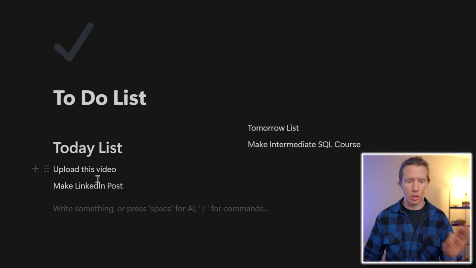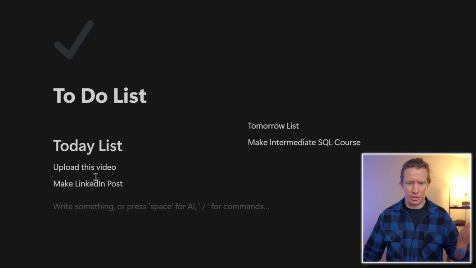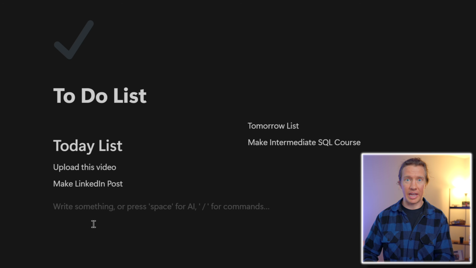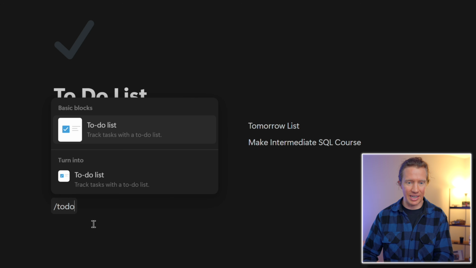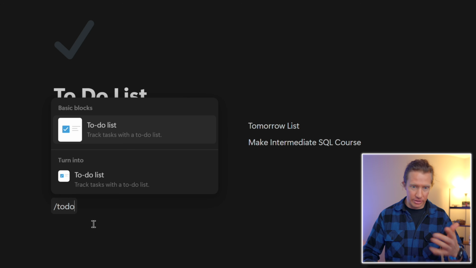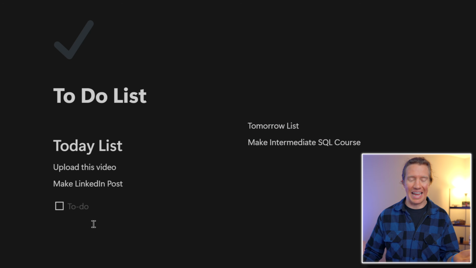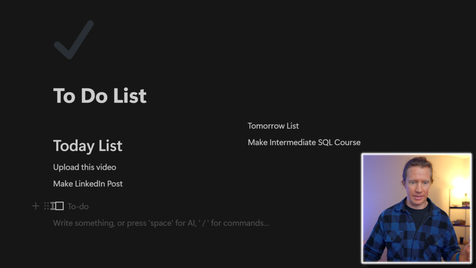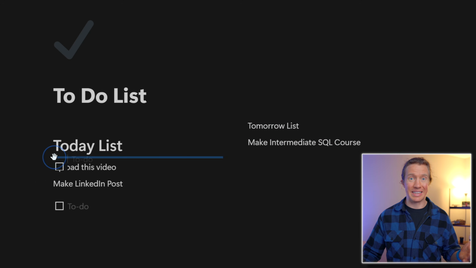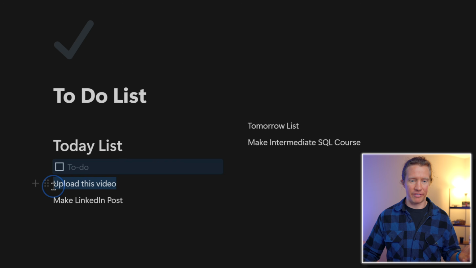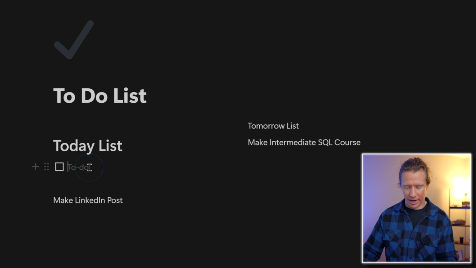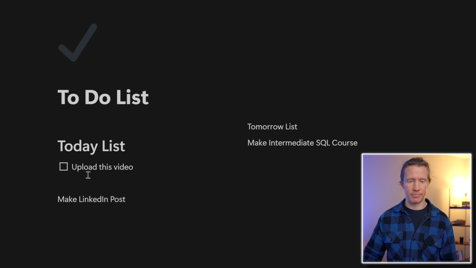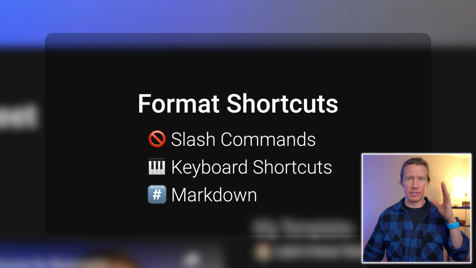For the items below this, I want to make them into a to-do list item where I can check them off. So once again, pressing that slash command, I can actually search for this. I can type in something like to do, and then I see it selected here. All I have to do is press enter and it goes ahead and puts it in. Now, there's no easy way for me to put this into here. I would actually have to copy this by right-clicking it, selecting cut, and then pasting it inside of here.